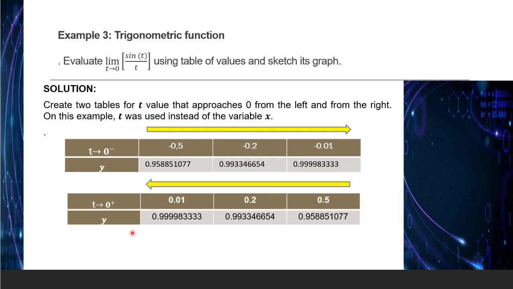Okay, so let us solve now the values of y as t approaches 0 from the right. So we have here now the values of y. So let's have the procedure in finding these y values. Our given function is f of t equals sine t over t. Same procedure as in the first table. If t is 0.01, we have f of 0.01 equal to sine 0.01 all over 0.01.